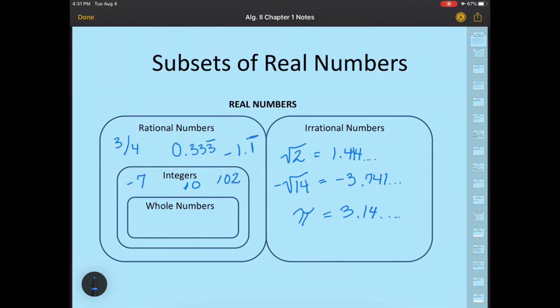But within the integers, we have what we call the whole numbers. These include 0, or 13, okay, any positive number that you can count on your fingers pretty much. We can have 1,001, too, for example. So these are the whole numbers.